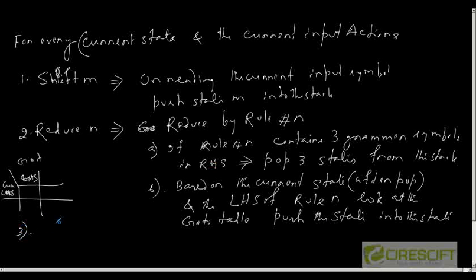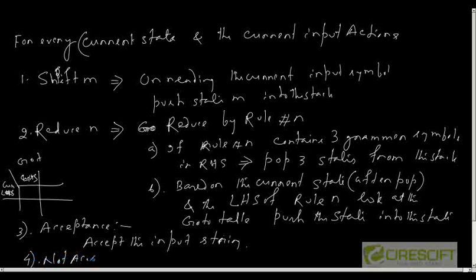The third action is the acceptance state. Acceptance state means you need to stop parsing further and accept the string. That means it will enter the final acceptance state for the input string. And the fourth one is no acceptance. That means you reject the string then and there. So basically the action table contains these four actions.